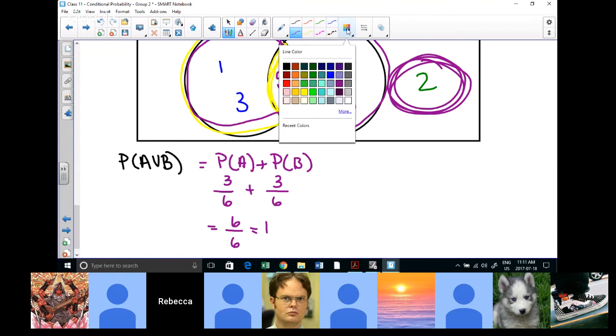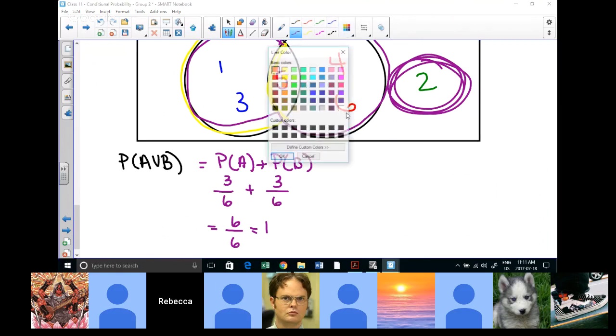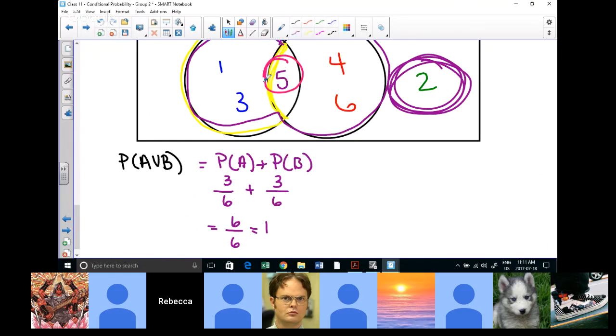And the reason is, if you just do this, this value ends up getting counted twice. So what you have to do is subtract the probability of their intersection. That way you're only counting it once. So then I would minus 1 over 6. And that would give me 5 over 6.